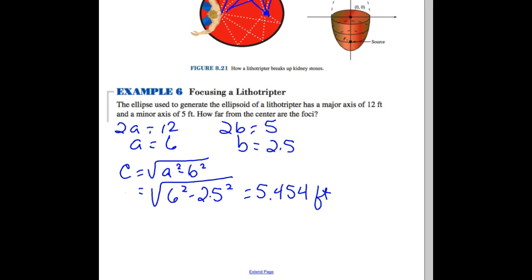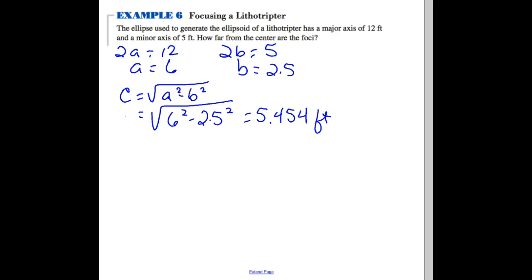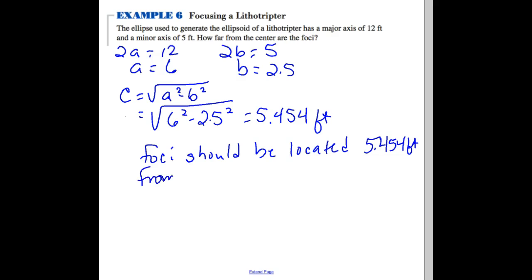So what we would say is that the foci should be located 5.454 feet from the center along the major axis. And we don't have to define whether that's vertical or horizontal. We are just saying it's 5.45 feet from that center point. Okay?